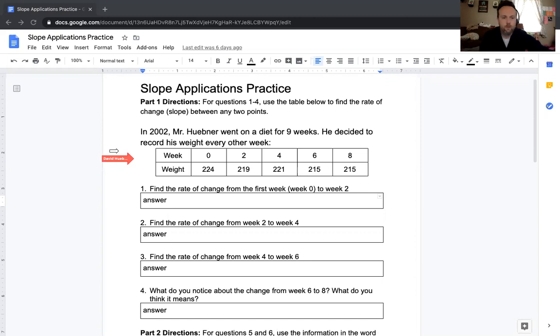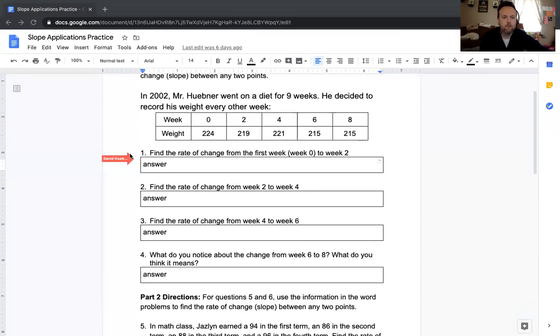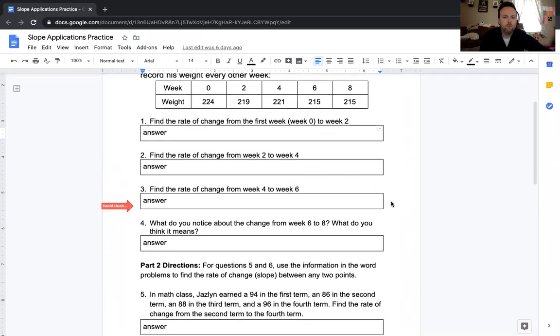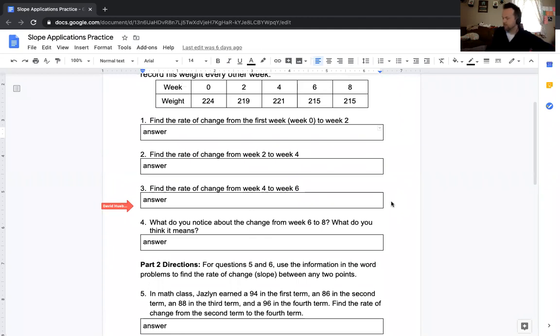So all you really have to do is find the rate of change from the 1st week to the 2nd week, from the 2nd week to the 4th week, and from the 4th week to the 6th week. And then if you look at Question 4, it is slightly different. It's asking you what you notice about the change from week 6 to week 8.